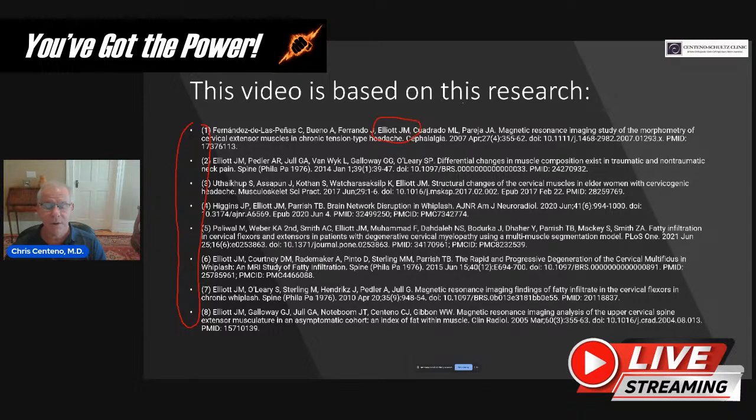Now, Jim used to work for us as a physical therapist in our clinic, and then he kind of got the research bug, and from there he went to Australia to do his PhD and developed an expertise in imaging. And so he's really published almost all of the world's research on this topic of neck muscle atrophy. But these are the 8 studies we'll be depending on today.